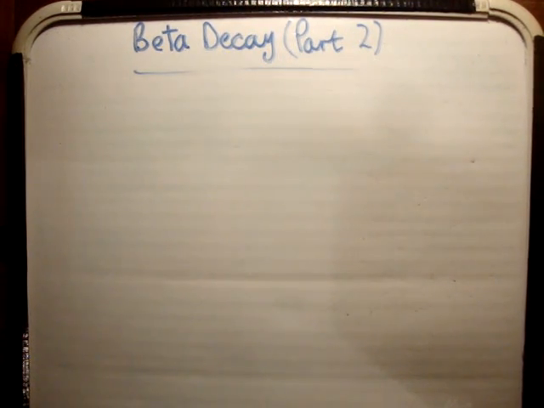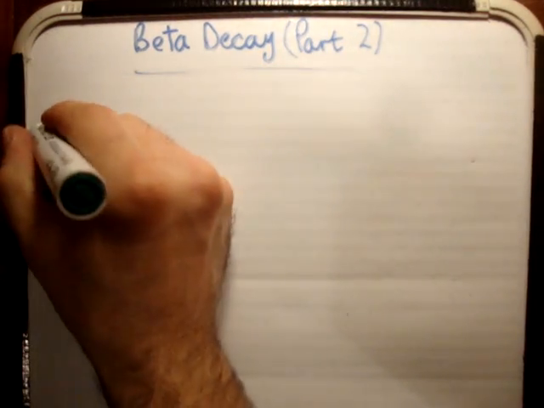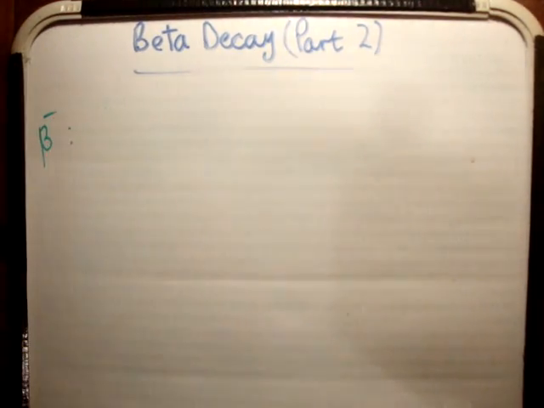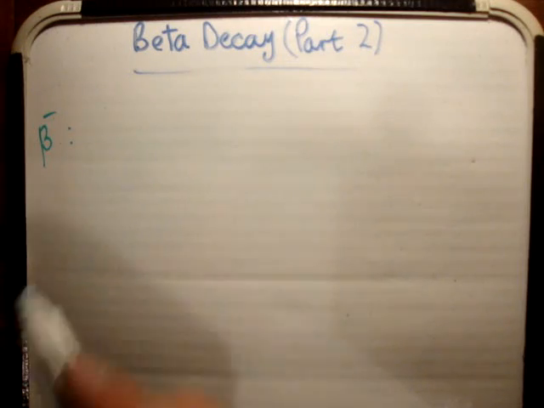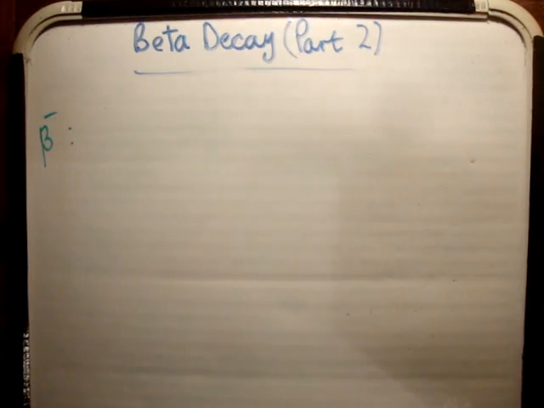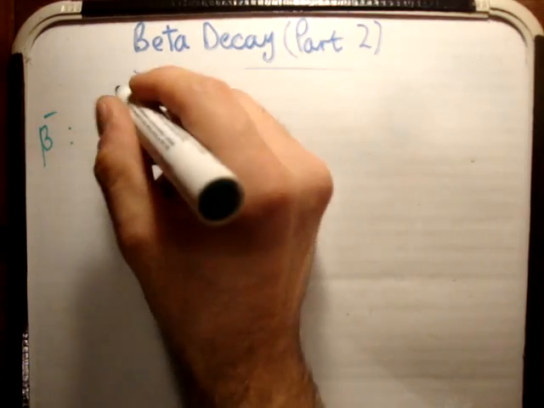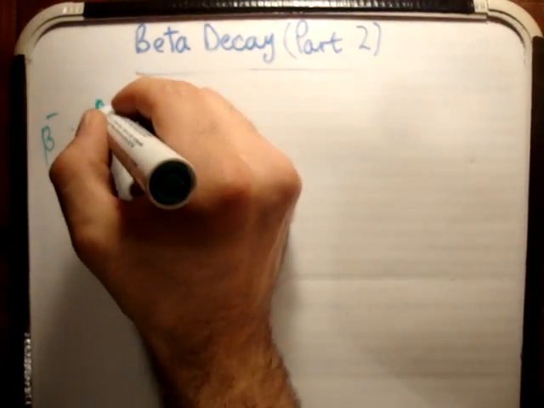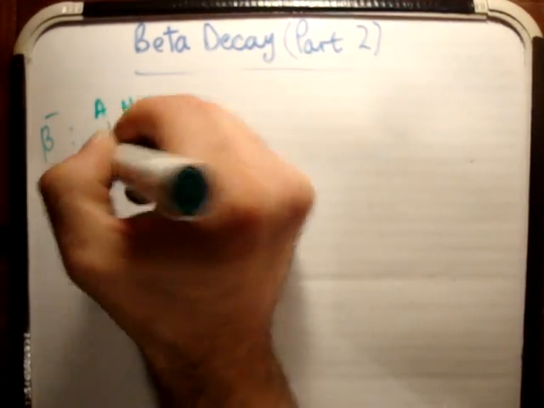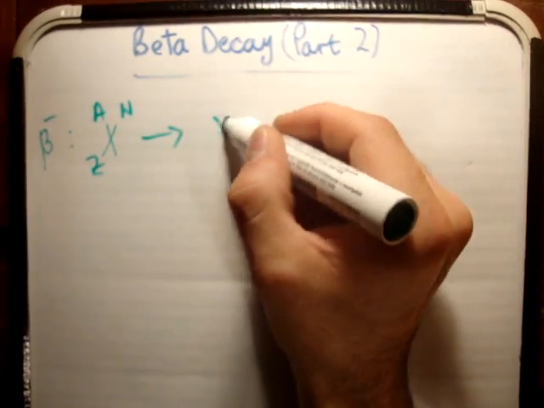I'm going to do that in green. So beta minus decay involves a neutron becoming a proton. How do you know that? Well, look, we're emitting negative charge, which means the positive charge must go up. So that means a neutron is becoming a proton. So if we have an element, any element like that, that element becomes a new element.